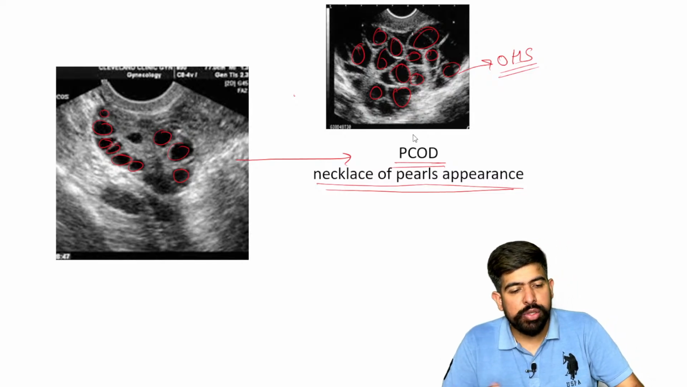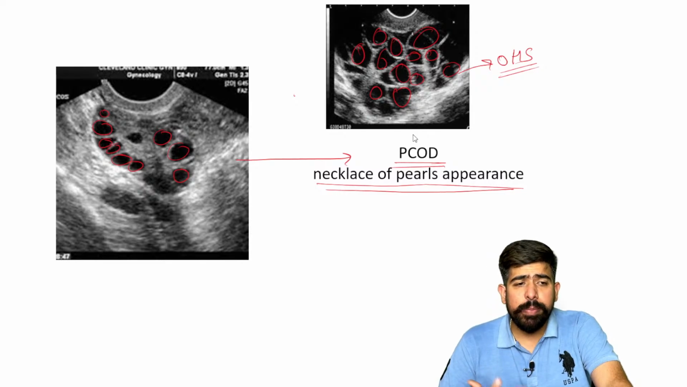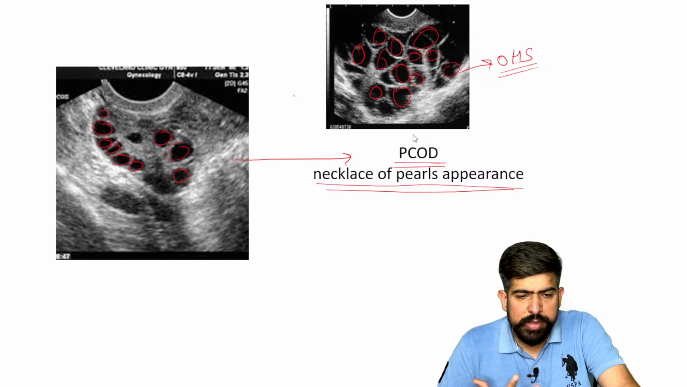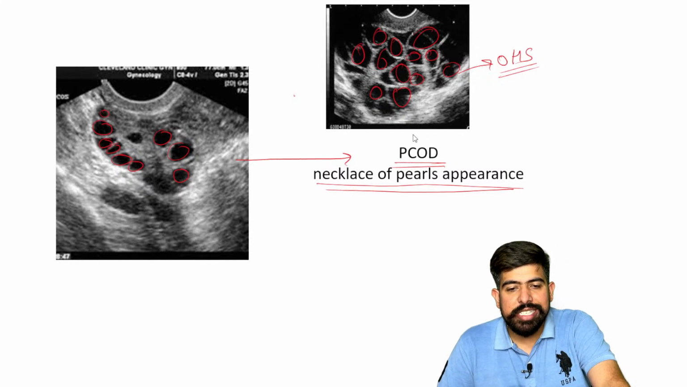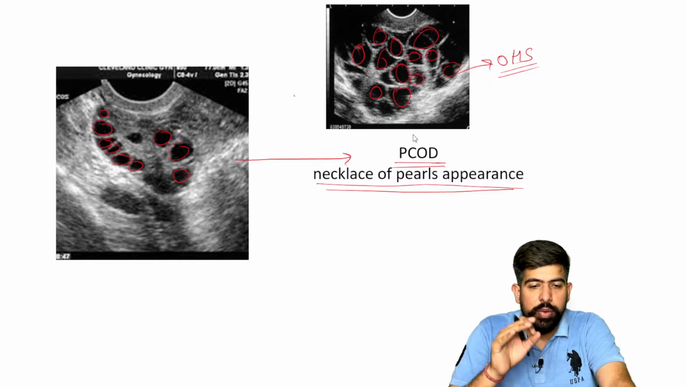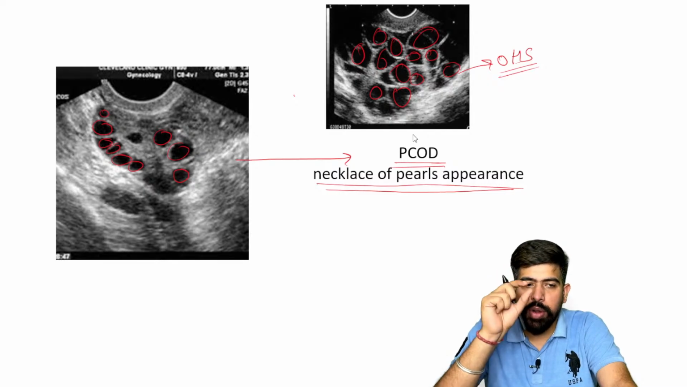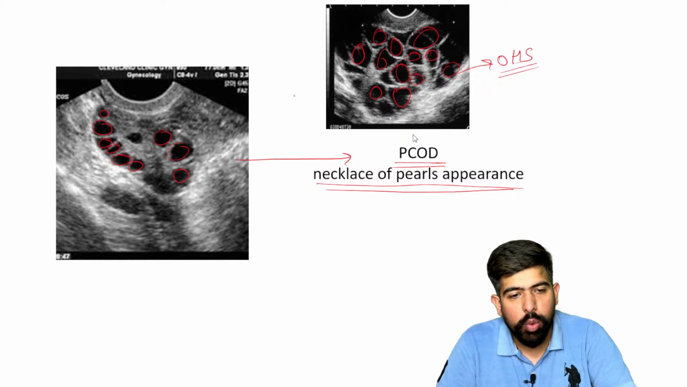So in ovarian hyperstimulation syndrome, all around there will be big follicles. In PCOD we can see only the necklace of pearl appearance. It means the round pearls are seen on the border of the ovary, right?